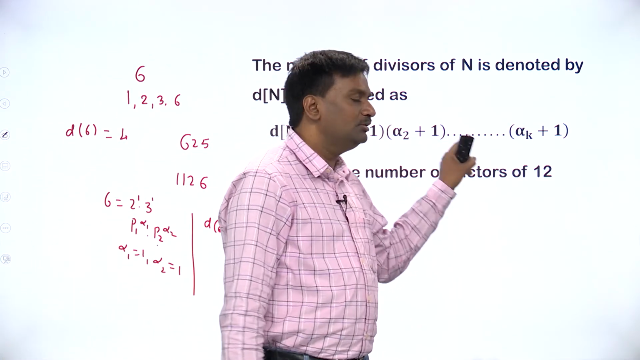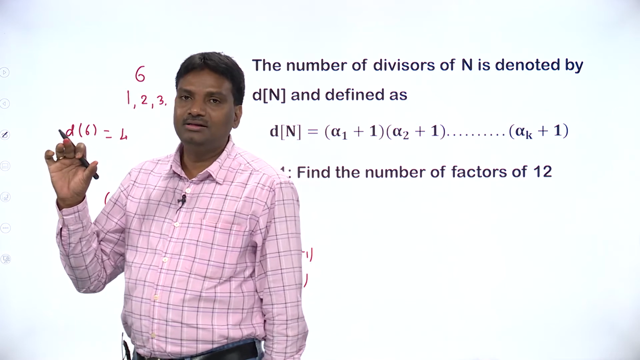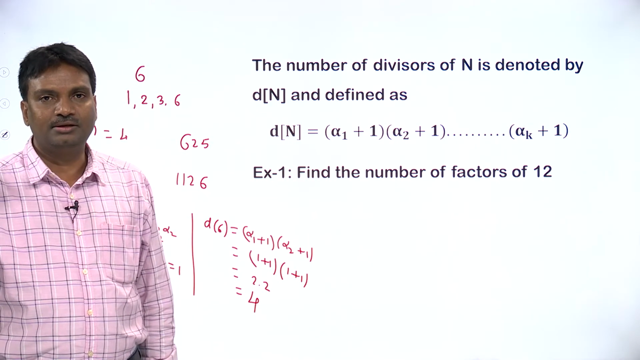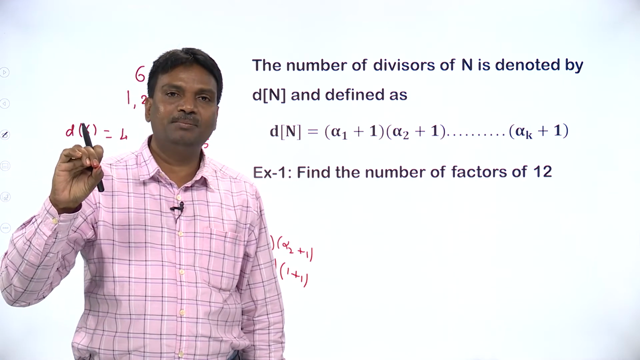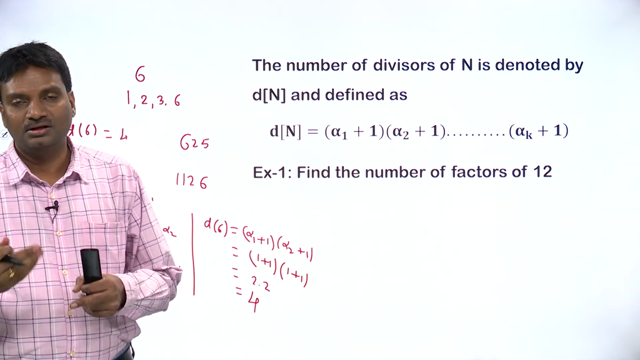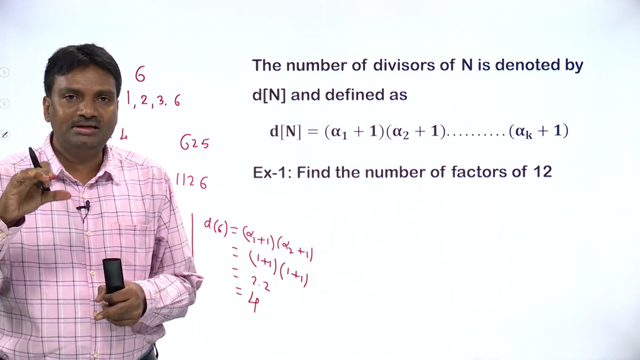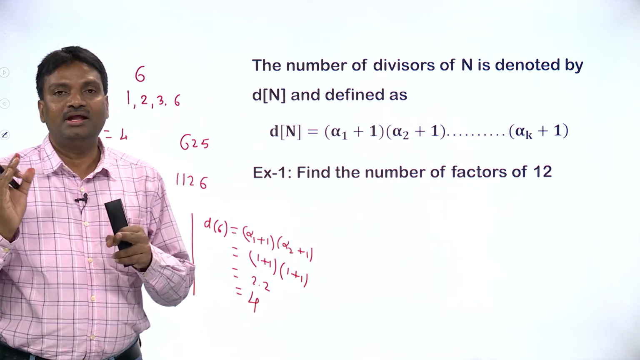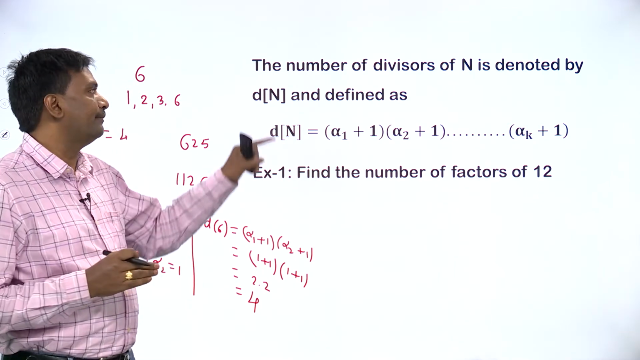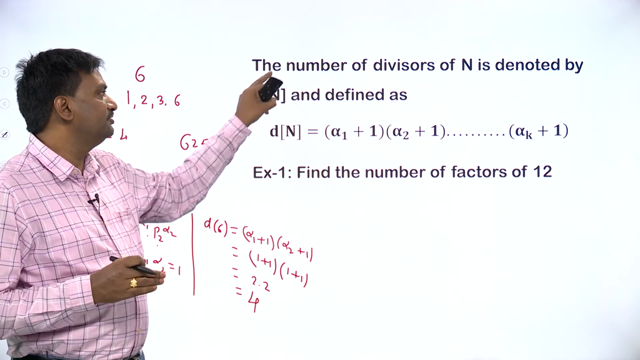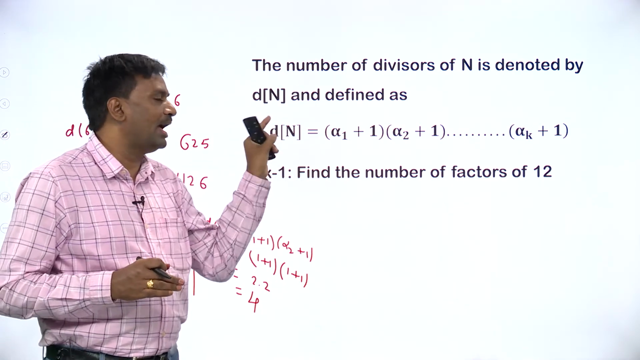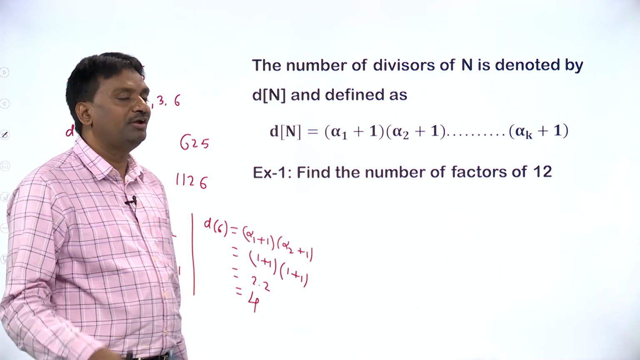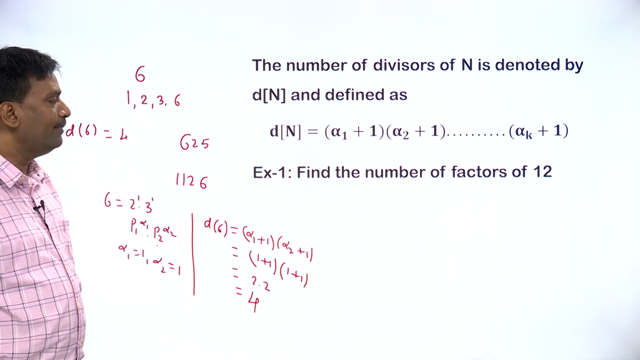So just by using this formula we can find the number of divisors of any natural number, whether it is the smallest natural number or the largest natural number, whatever the number may be. The number of divisors of n is denoted by d of n and defined as d of n equal to alpha 1 plus 1 into alpha 2 plus 1 into so on, alpha k plus 1.